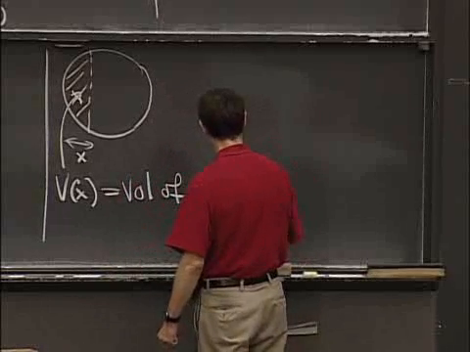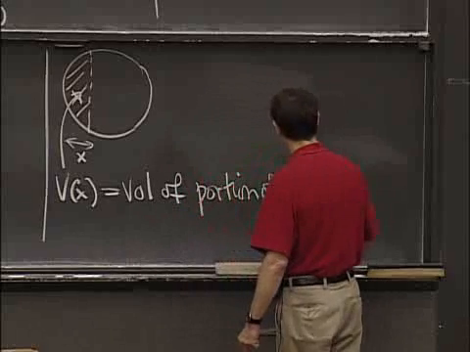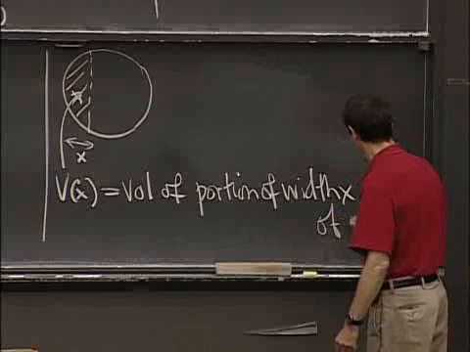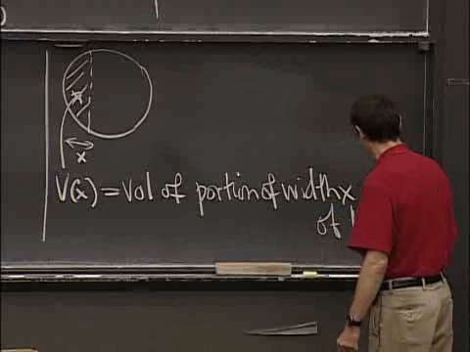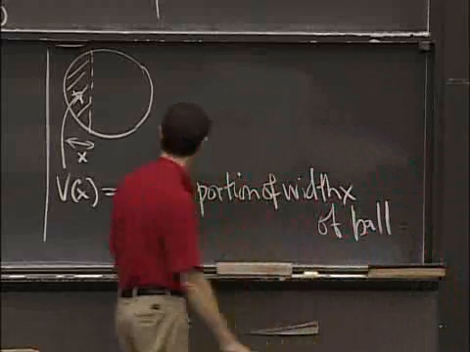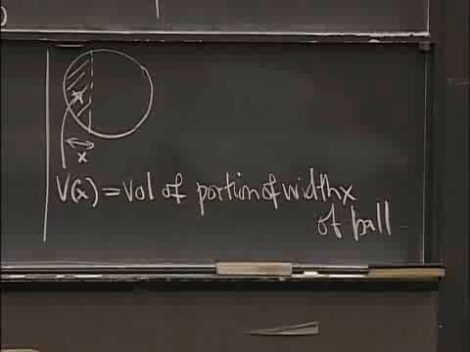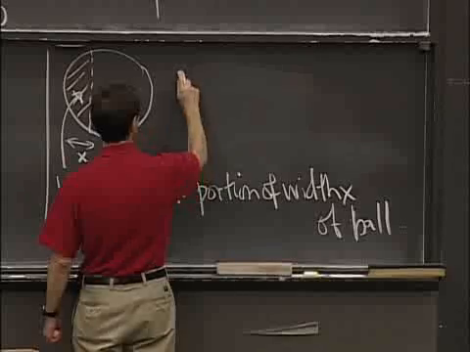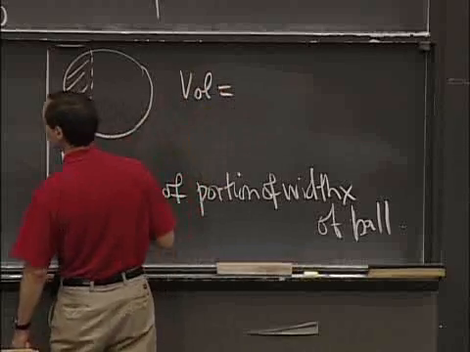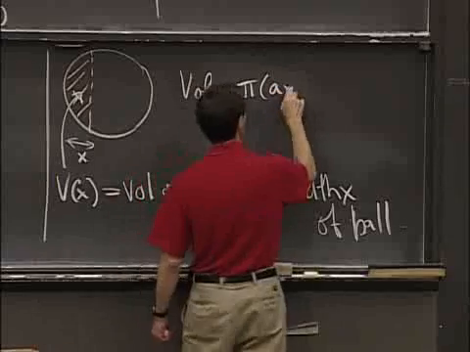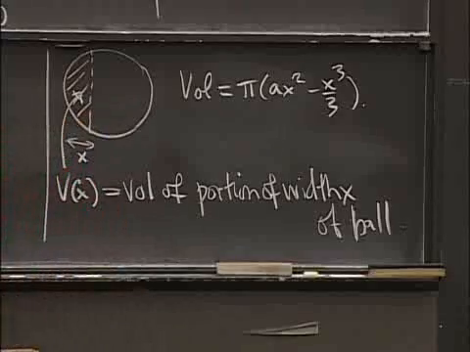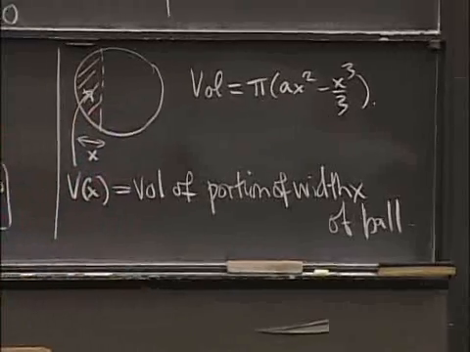of width x of the ball. And, well, the formula for it is that the volume is equal to pi ax squared minus x cubed over 3. That's it. So we've got something which is actually a lot more information.